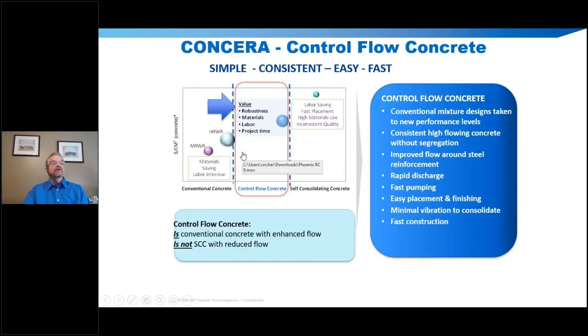So where does this fit? A conventional mix is here with a high range water reducer. You know, you're at 150, 200 mil. But at a certain point, maybe 220, maybe a little bit more, your mix is going to fall apart. It's going to segregate. Then you have self-consolidating. It stays together, but the segregation risk is high, and you have to develop that mix. It's labor intensive from a QC standpoint, although it is labor saving to place, but the material costs are higher because you're using more cement and the quality can vary.